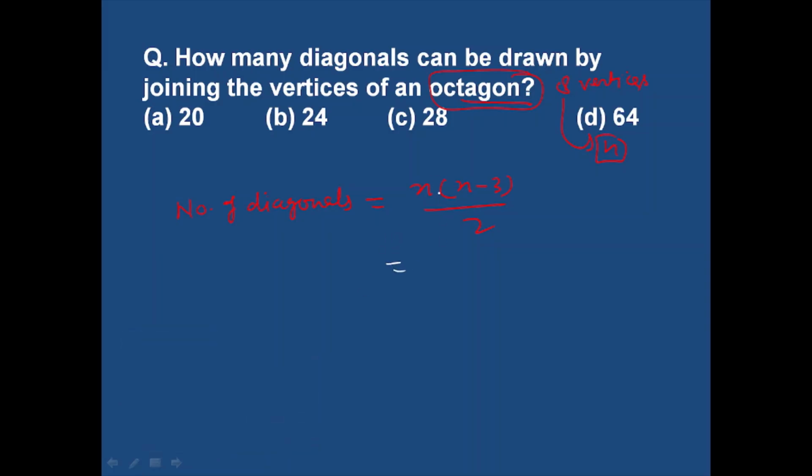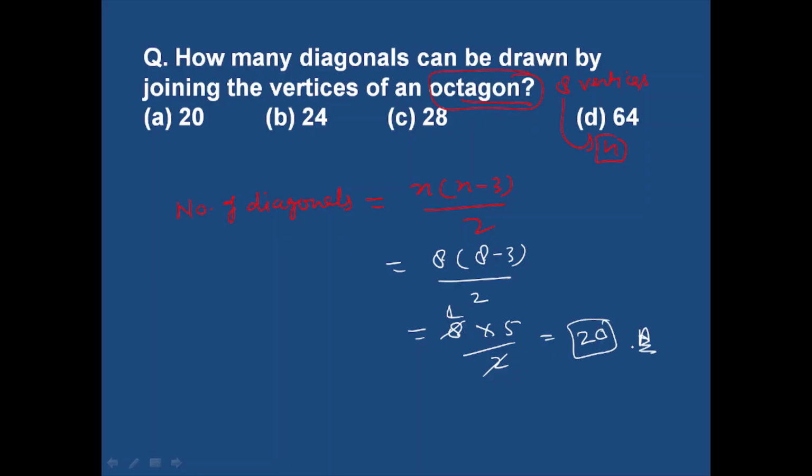So we can easily put 8 into 8 minus 3 divided by 2, 8 into 5 by 2. This will become 4 times. So the total number of diagonals will be 20. So this is the right answer. So option A will be the right answer. Total number of diagonals is 20.